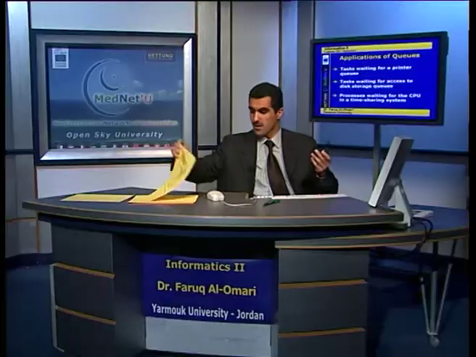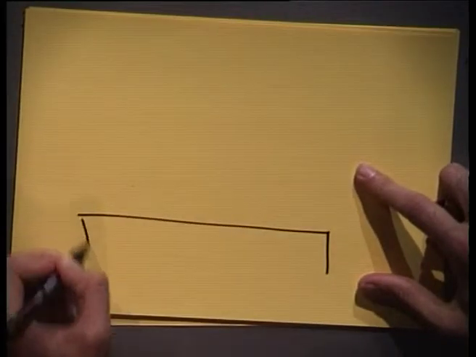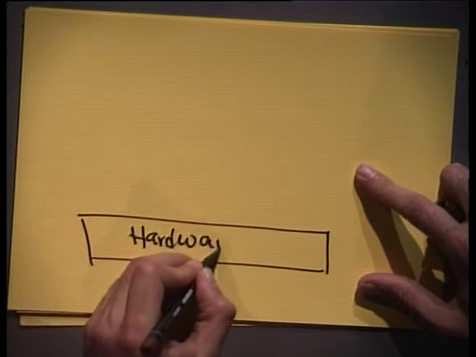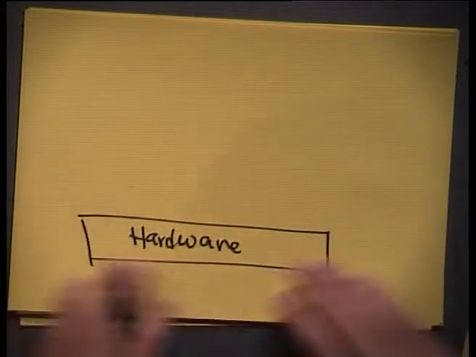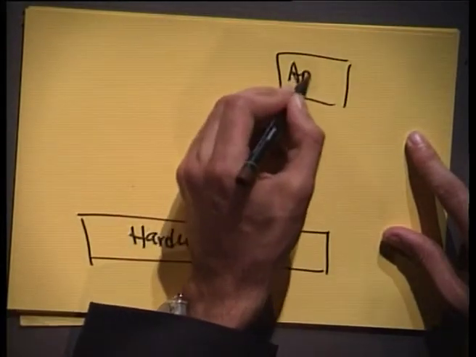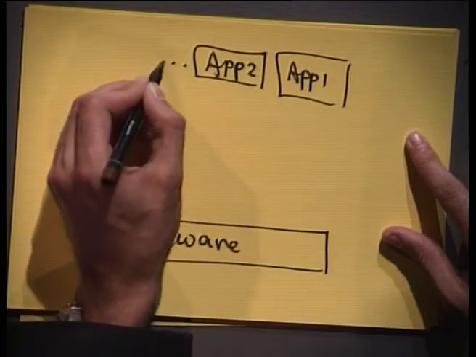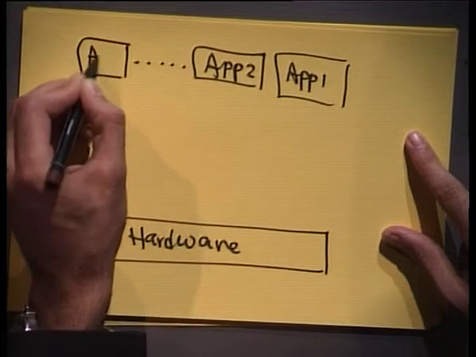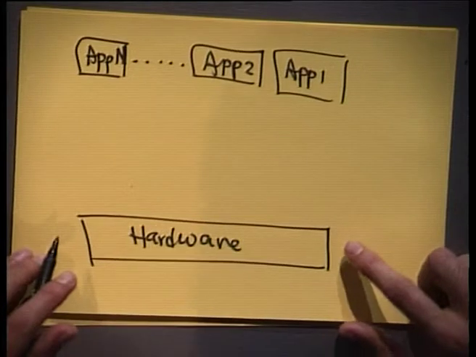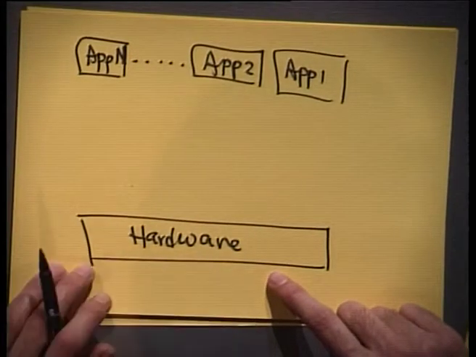The way the operating system handles those people is that here's the hardware, and that's where all the cooking happens, down here. And here are my applications: application 1, application 2, up to, let's say, application N. They're all sending requests to be performed on the hardware.